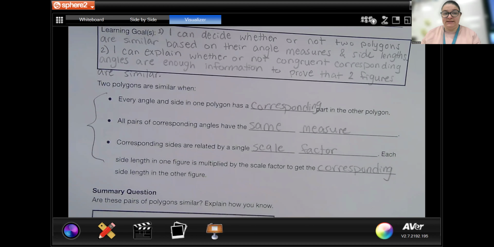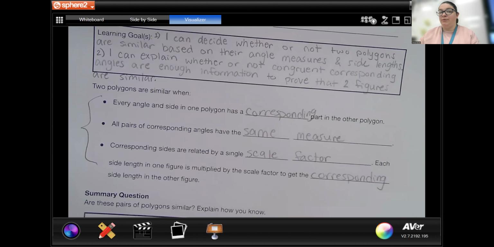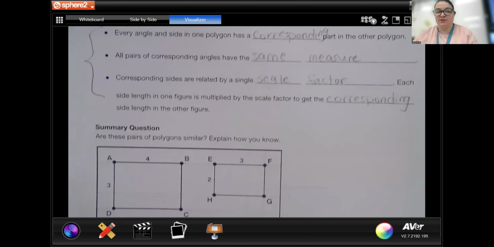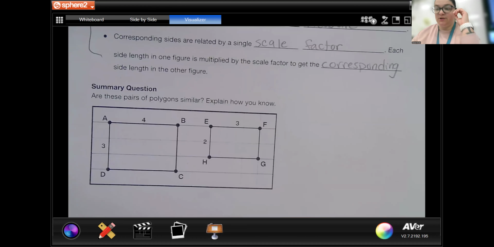Does every angle and side have a corresponding part on the other polygon? Do all corresponding angles have the same measure? And do all of the corresponding sides relate by the same scale factor? Are they proportional and multiplied by the same scale factor? So our summary question here: are these pairs of polygons similar?